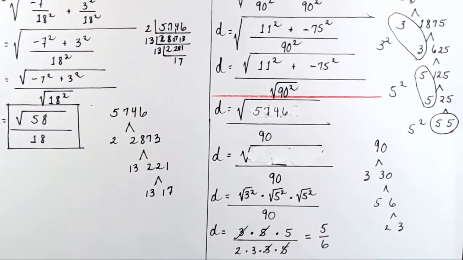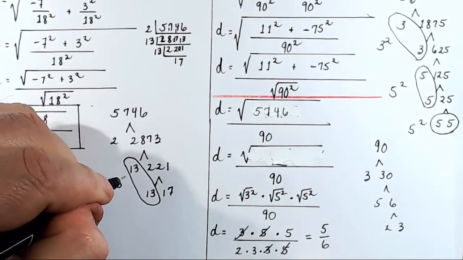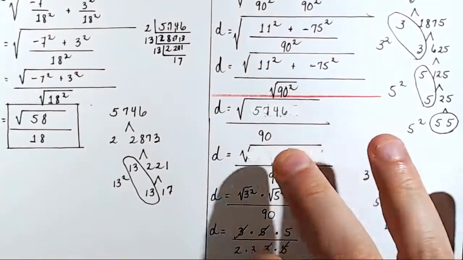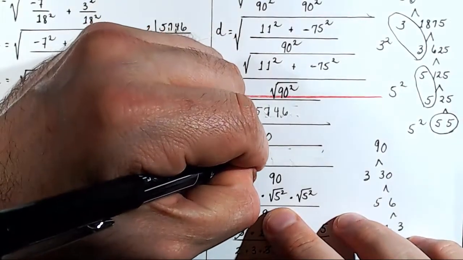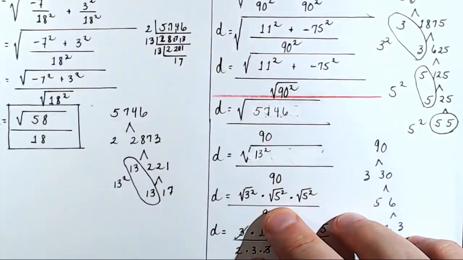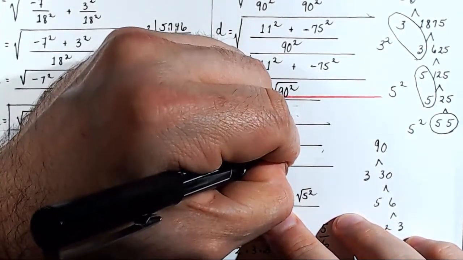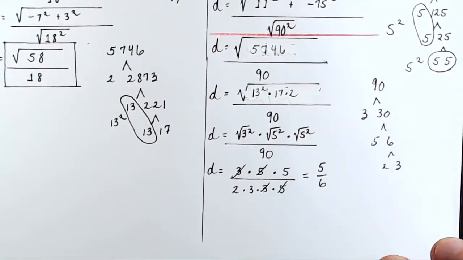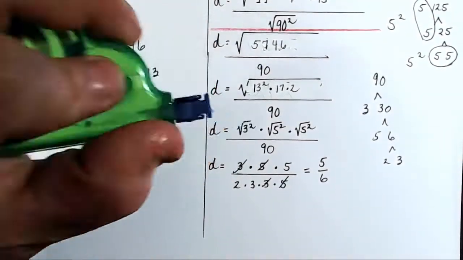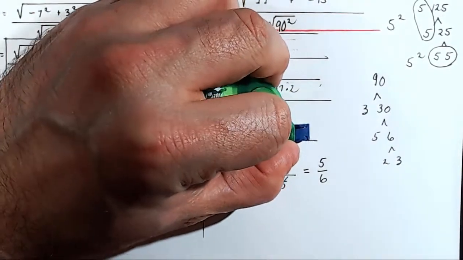And those are all prime numbers. So this is 13 squared. And so we can rewrite 5,746 as 13 squared times 17 times 2. Okay? So we can now break this up, but not as neatly as we wanted to before.